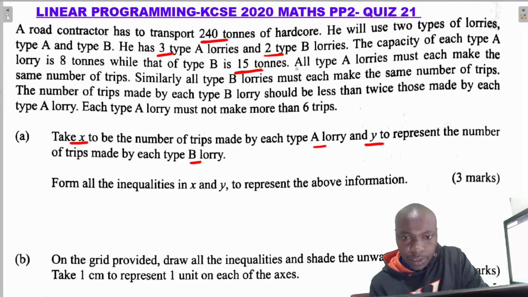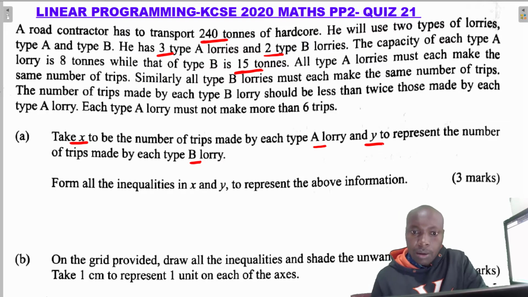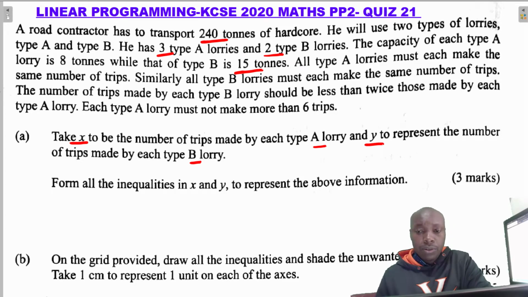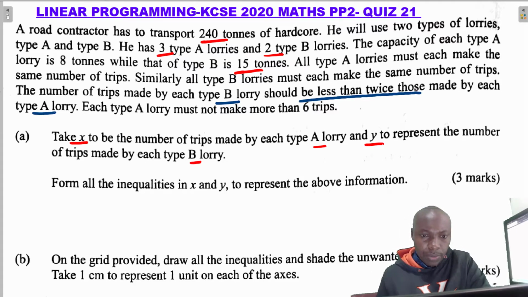Now from that statement, we move to where we have: all type A lorries must each make the same number of trips. Similarly, all the type B lorries must each make the same number of trips. We don't have any inequality that we can form at that point. So we go to the next sentence: the number of trips made by each type B lorry should be less than twice those made by each type A lorry. So how do we form that?